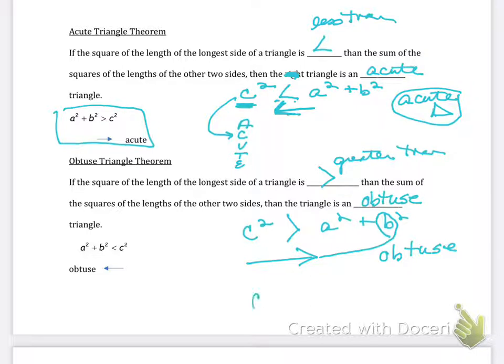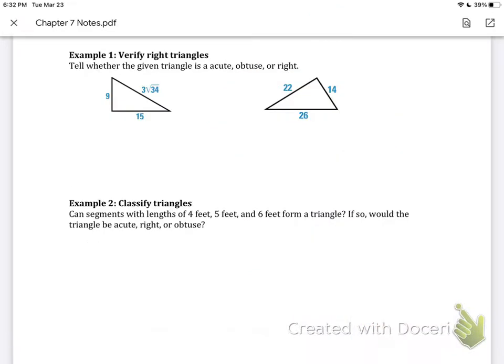And then don't forget that if C squared equals A squared plus B squared, what kind of triangle do we have then? We have a right triangle. Okay, so make sure up here you have eliminated that word right. Okay, let's go on to the next page, because then we'll start practicing some of this, and once we start applying it, I think it will help make sense of it.